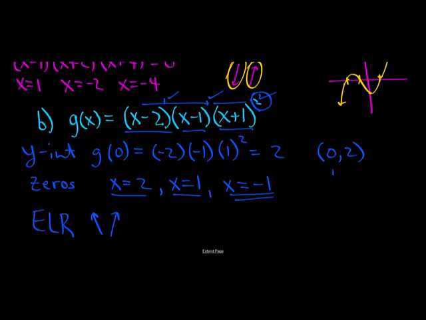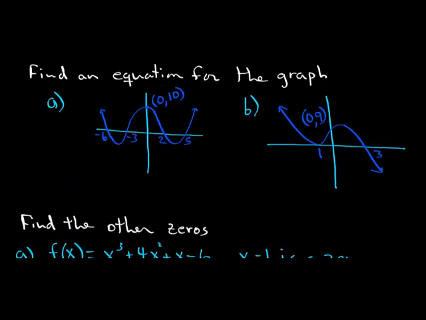So now I'm ready to do a really rough sketch. We've got 1, 2, -1, and then 0, 2 here. It goes up and up. And I have to remember at -1, it's going to bounce. See? So getting ready to sketch. There's our rough sketch.